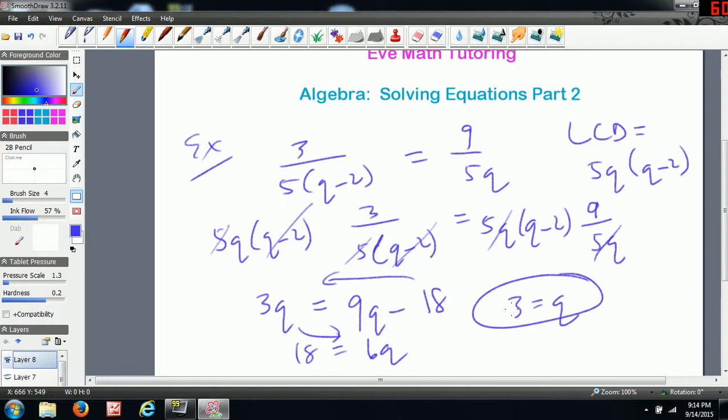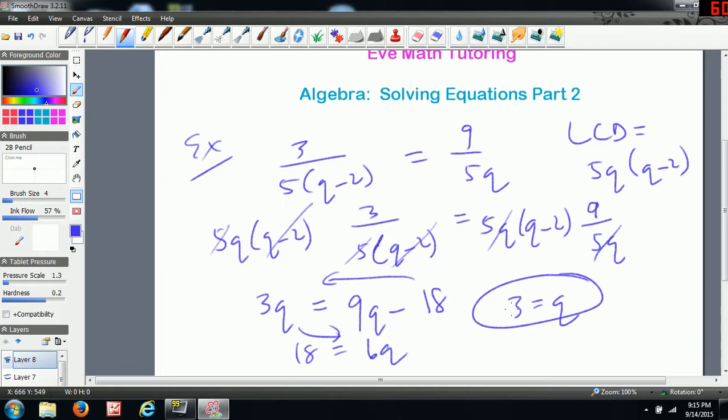Okay, so that's solving equations. Just a few extra examples with fractions. So you want to eliminate the fractions, you want to multiply everything in your equation by something that will eliminate all the denominators, and that is your lowest common denominator. So you look at the denominators and you look at what would divide out all of them.